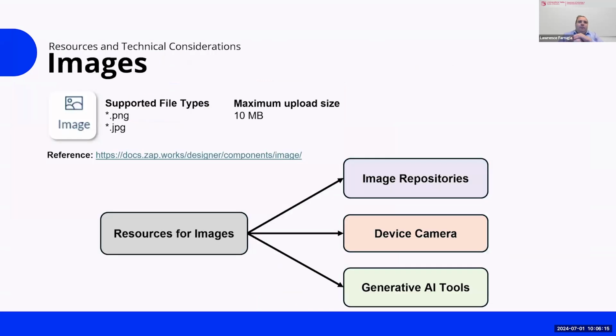In ZepWorks, of course, I'm going to speak about ZepWorks, but many augmented reality authoring platforms share similar requirements, let's call them like that. In ZepWorks, the type of images that are supported are .png files or .jpg files. These are pretty common image file types. And the maximum upload size for every image is 10 megabytes.